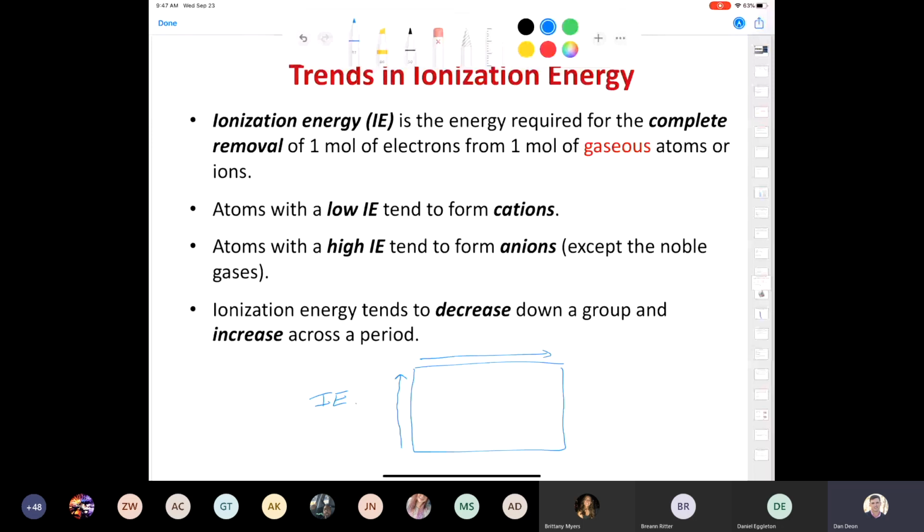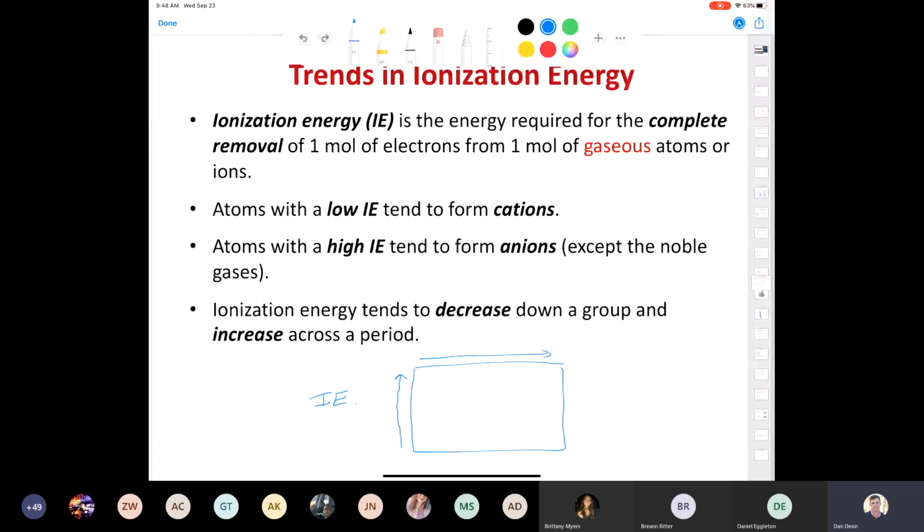So atoms with a low ionization energy, that means it takes very little energy to remove an electron. Well, what does that mean? That tells you that the atom is happy to lose an electron, right? If the atom isn't holding on to the electron very tightly, it's like, meh, take it, take it, and I'll become what? A cation.